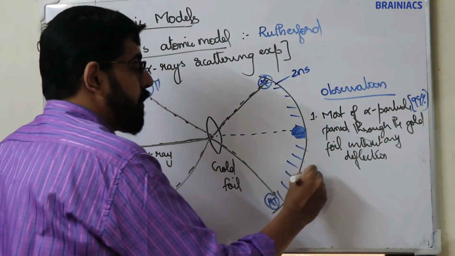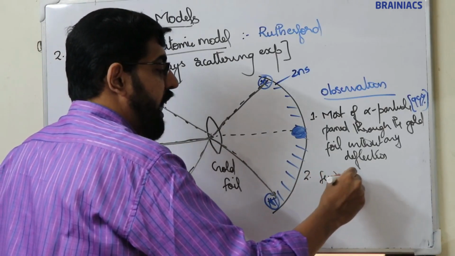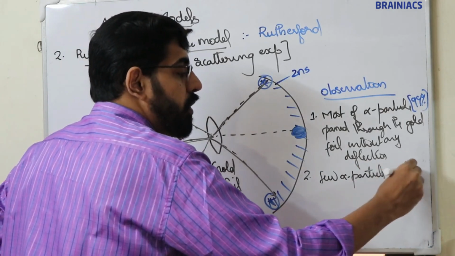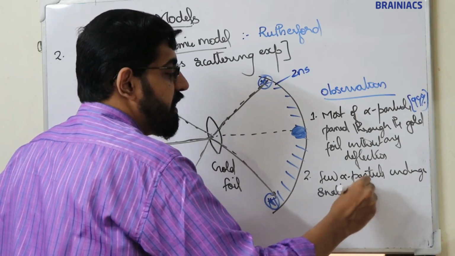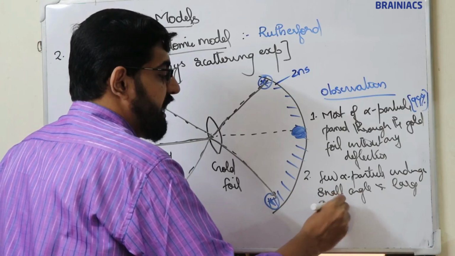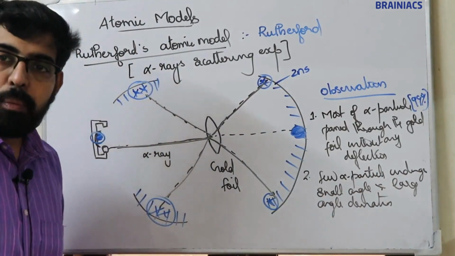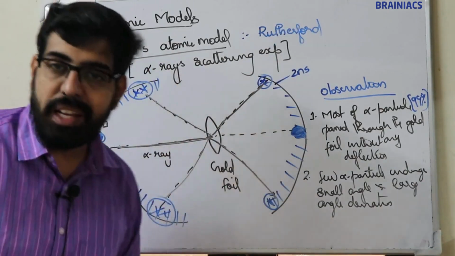So the second observation: a few alpha particles undergo small angle and large angle deviation. Some alpha particles undergo small angle deviation and some alpha particles undergo large angle deviation.